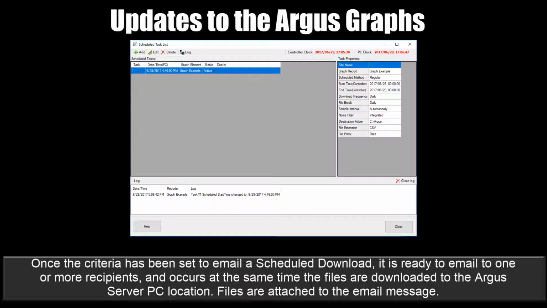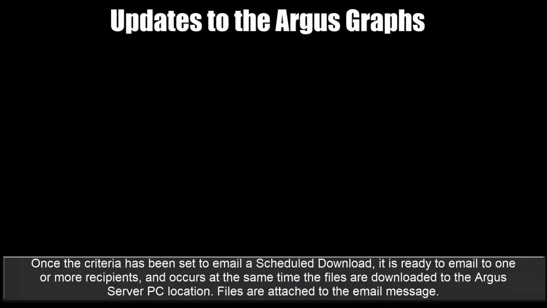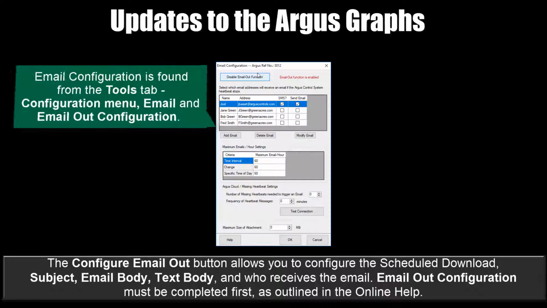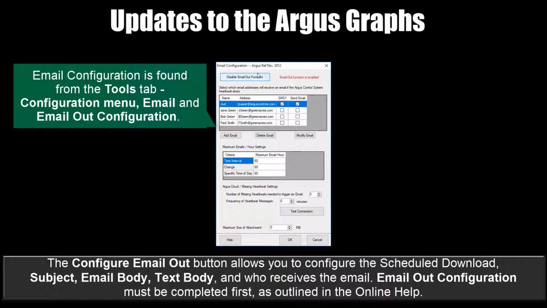Once the criteria has been set to email a scheduled download, it's ready to email to one or more recipients and recurs at the same time the files are downloaded to the Argus server PC location. Files are attached to the email message. The Configure Email Out button allows you to configure the scheduled download, subject, email body, text body, and who receives the email. Email Out configuration must be completed first, as outlined in the online help.